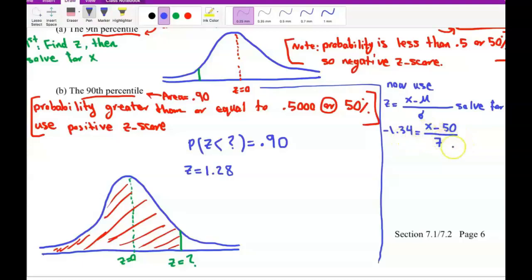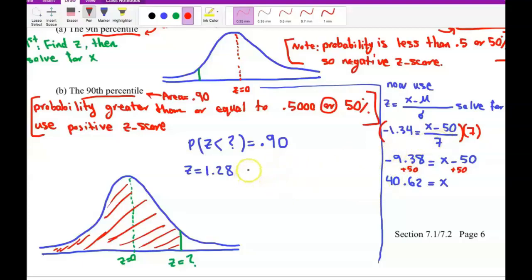Okay, solving for X. Since we have this denominator, I should clear that. So we can multiply all of this by 7. So we have 7 times negative 1.34. That is negative 9.38 equal to x minus 50. And solving for x, you need to add 50 here and here also 50. So x is equal to 40.62. Okay, so I added 50 on this part. So that was for part A.